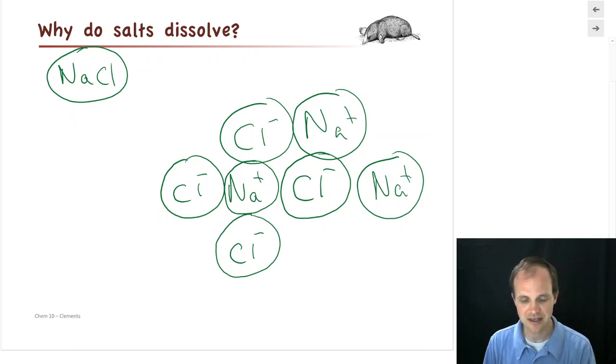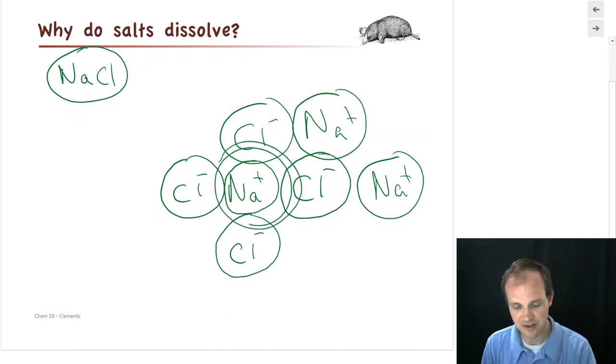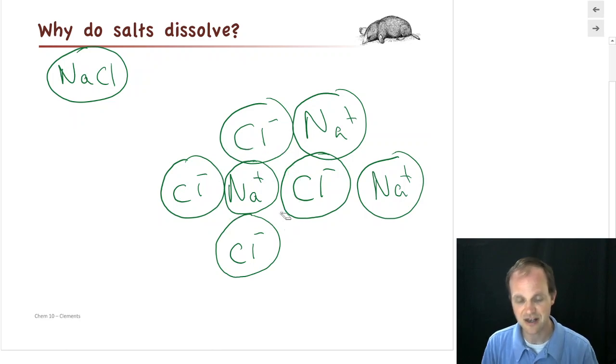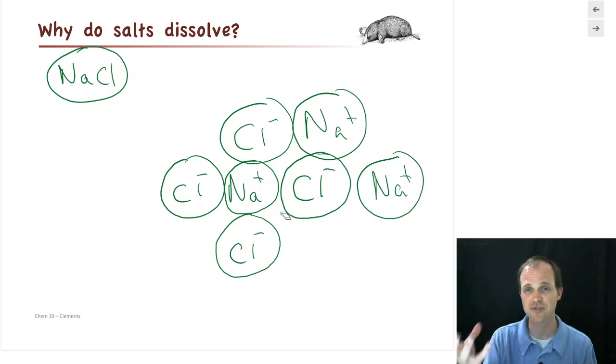So if we're trying to take off, say, this sodium right here in the middle, my goodness, we have to take off all the chlorides around it and pull it out. That's a very difficult thing to do because those positive ions are very well attracted to those negative ions. So salt's extraordinarily stable. But then what do we do?